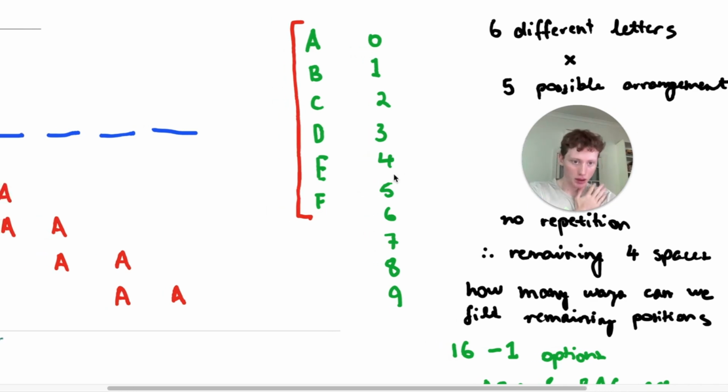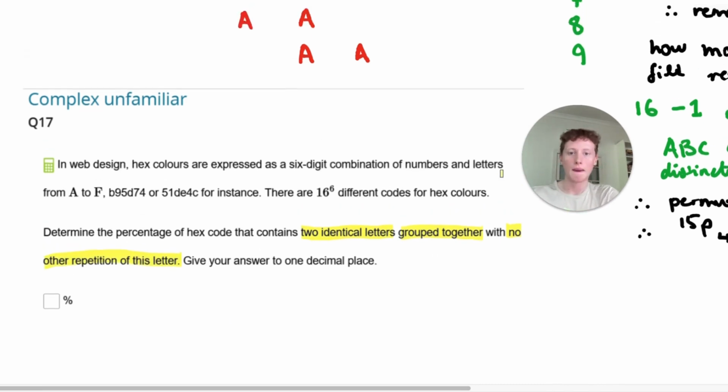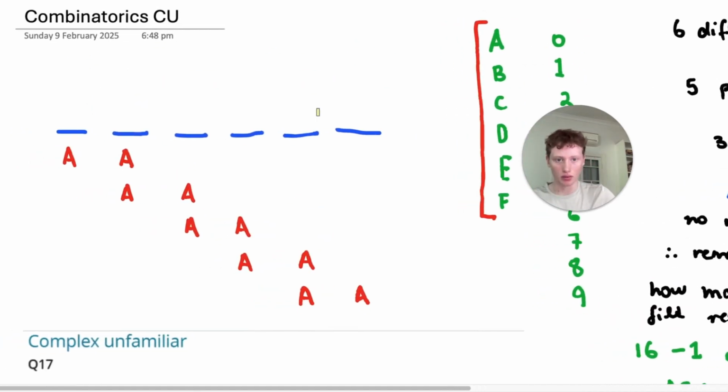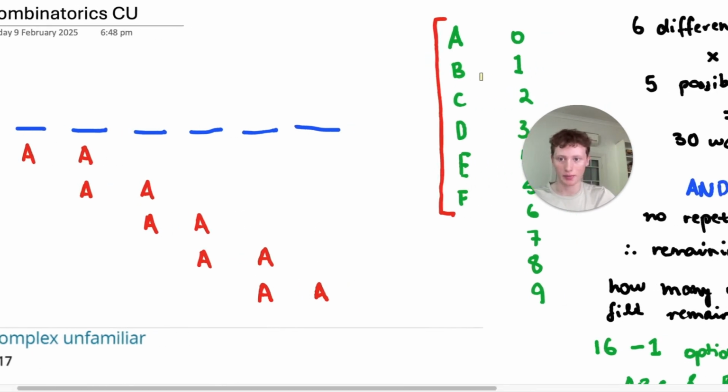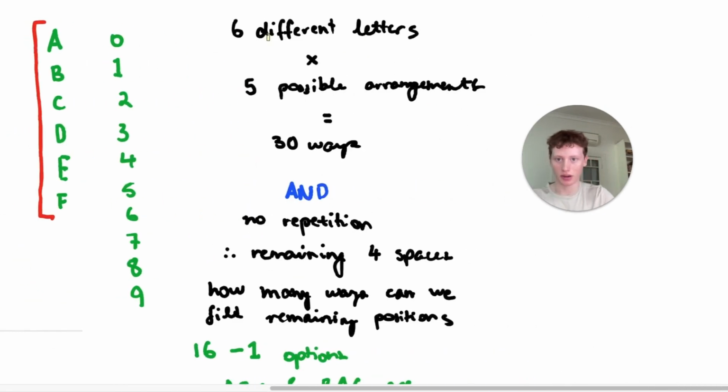Okay, the next part of it is, we want to define what the question's actually asking us. So we need 2 identical letters grouped together with no other repetition of this letter. So we've got 3 distinct conditions here. First of all, 2 identical letters. So we've got 6 possible choices there. We can have AA, BB, CC, DD, EE, FF. Cool. So that's what I've written here. 6 different letters.